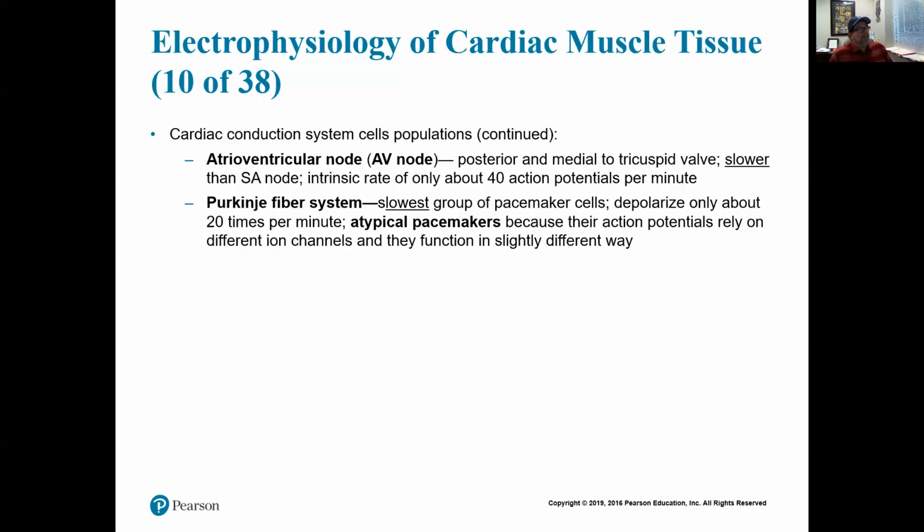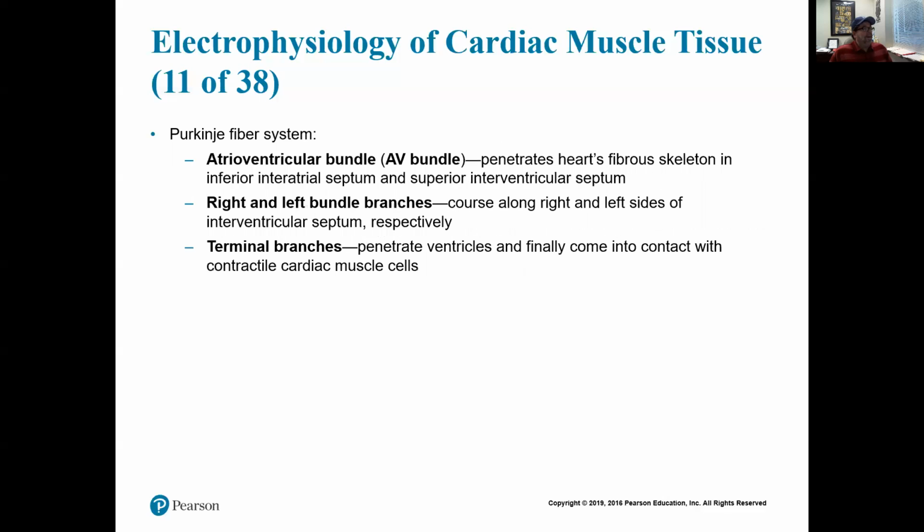If you were to have a heart attack and knock out your SA node and AV node, then these can fire and give you 20 times per minute. It's an atypical pacemaker cell because it will not function very well, okay? And let's look at where these are.